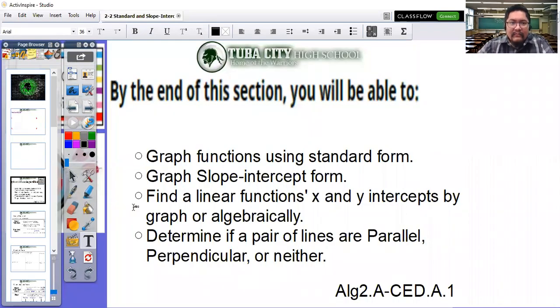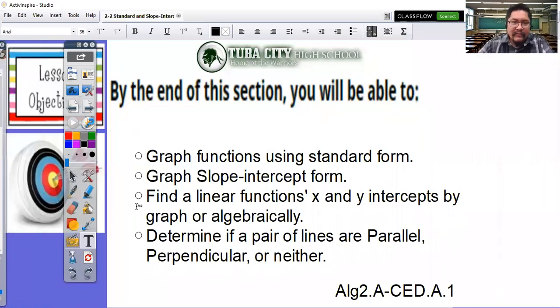So, by the end of this lesson, you'll be able to graph functions using standard form, graph slope-intercept form, find linear functions' x and y intercepts by graph or algebraically, and determine if a pair of lines are parallel, perpendicular, or neither.